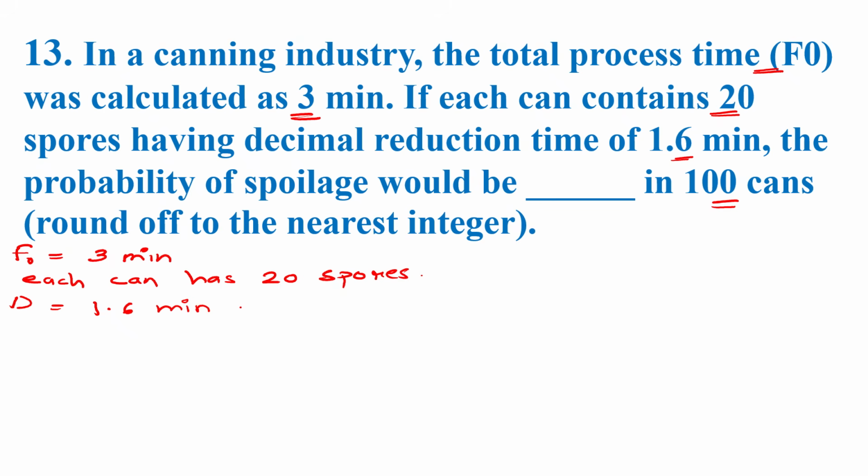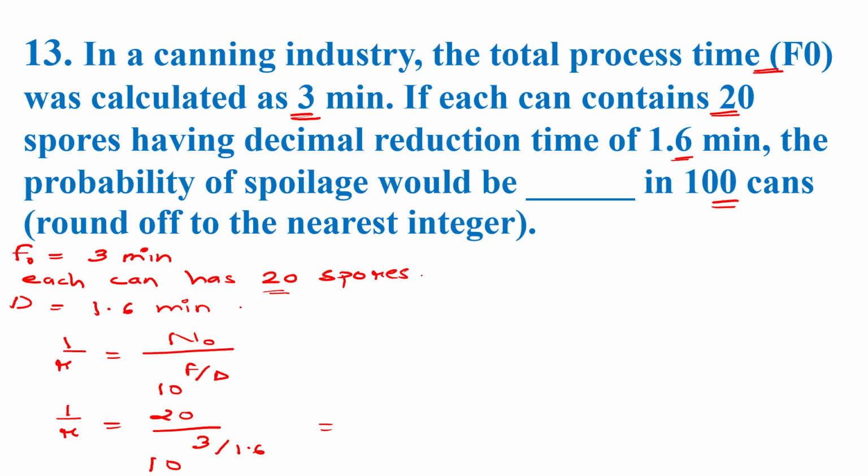So probability of spoilage, what's the formula? 1 by R equal to N naught by 10 to the power F by D. Just put the values over here. 1 by R we have to calculate, which is the probability of spoilage. N naught, that is each can has 20 spores. So 20 divided by 10 to the power, F naught value is given to us 3, D value is 1.6. So we'll get the value as 0.266.